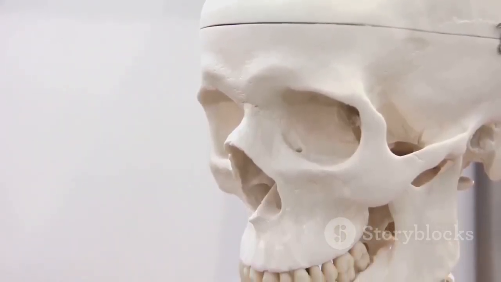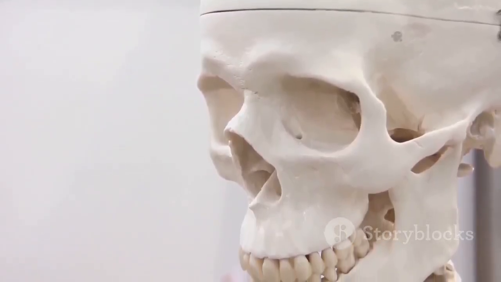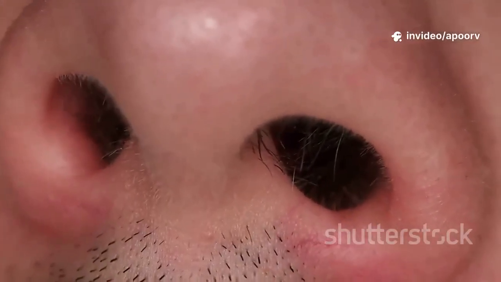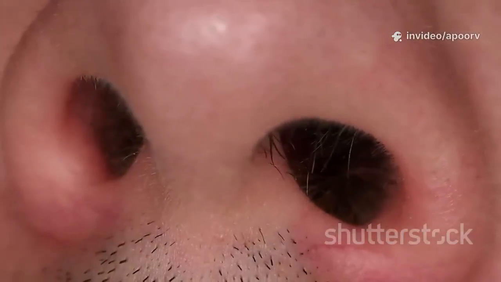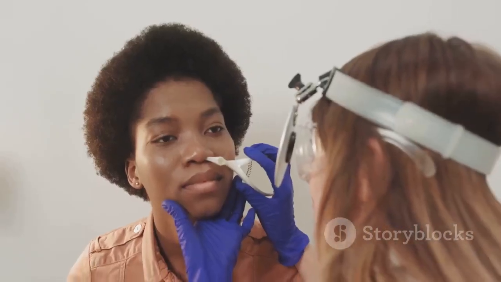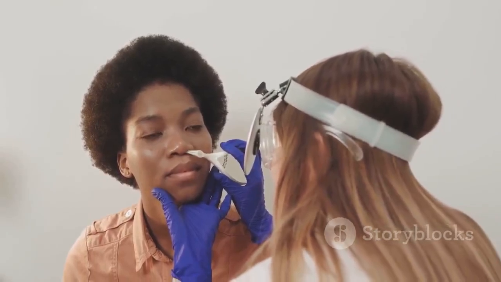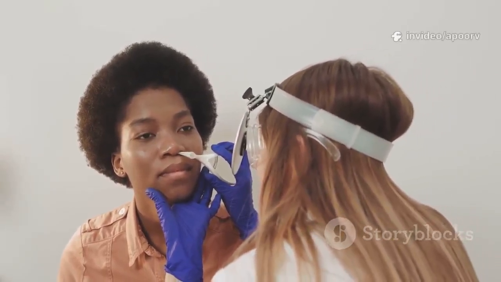It has a complex internal structure with passages called nasal cavities. These cavities are lined with a special mucous membrane and tiny hairs called cilia. This setup isn't just for show. It's a brilliant built-in air conditioning and purification system that prepares air for your delicate lungs.